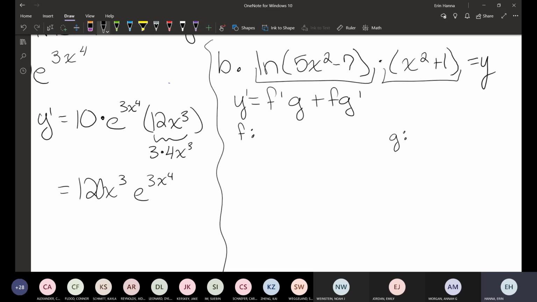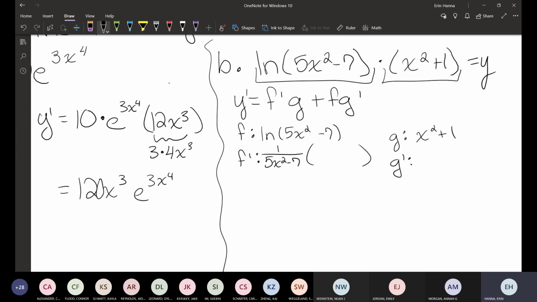So if we do the little chart thing that I like to do, natural log of 5x squared minus 7, x squared plus 1, we need the derivative of both of those pieces. The derivative of the natural log thing is going to be another chain rule. Outside function is that natural log piece. The derivative of natural log of something is 1 over that thing. So we have 1 over 5x squared minus 7, but then our chain rule says to take the derivative of that something.